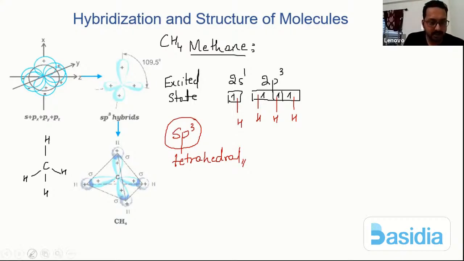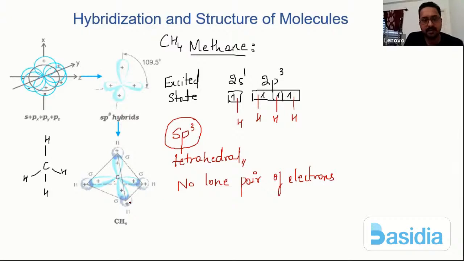Now, let us try to discuss this SP3 hybridization with respect to different molecules. So here you see a carbon species which has no lone pair of electrons. That's a very important point. A carbon with no lone pair of electrons forms a regular tetrahedral structure. So here you see there is a regular tetrahedral structure. I can write here no lone pair of electrons on carbon, because all the electrons are involved in proper bonding.